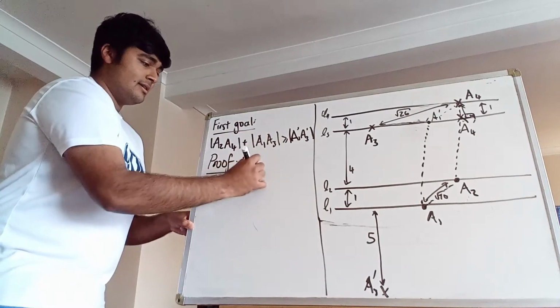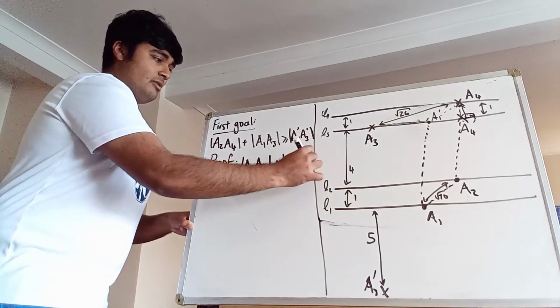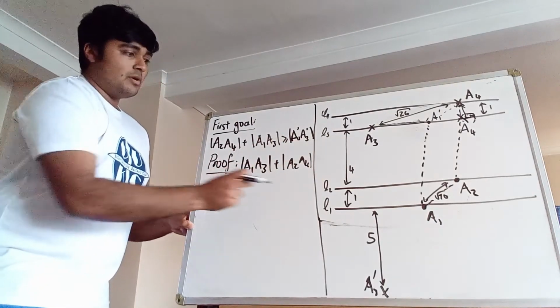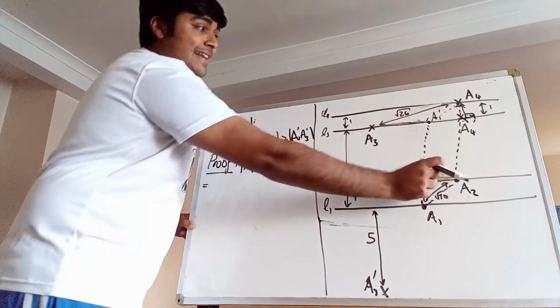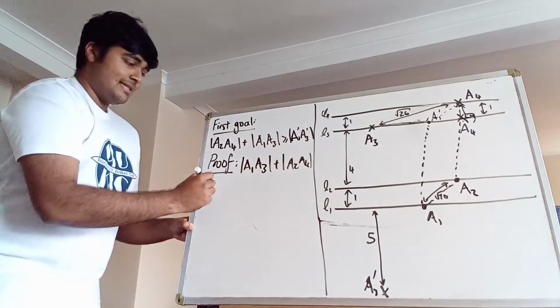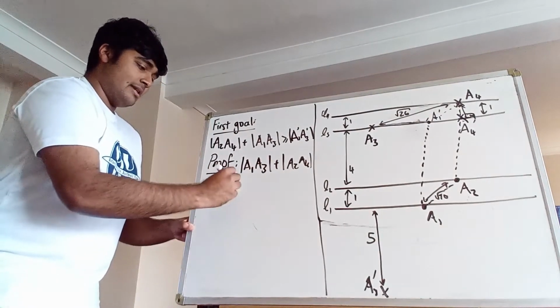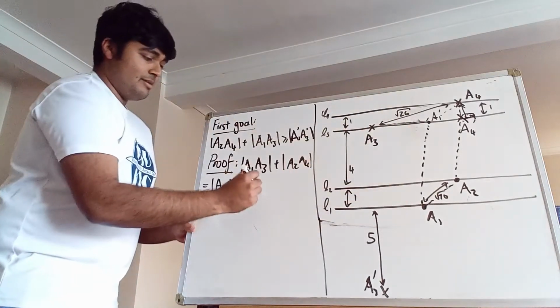So we've got A1A3 plus A2A4, like so. Well, A2A4 is just simply that length, but that's the exact same as that length there. So this is equal to A1A3 plus A1A1'.